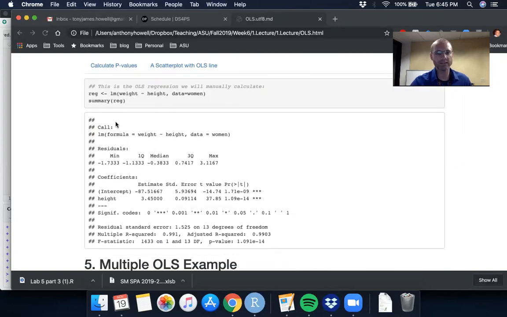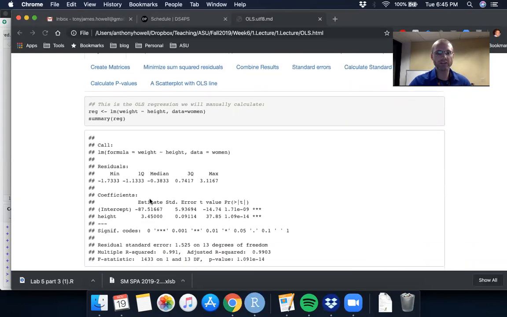And a summary of the regression model will give us this output where we have our estimate, which is our beta parameter, our standard error, which is the amount of uncertainty surrounding our point estimate. We have a t-value and we have a p-value, which basically is telling us how statistically significant from 0 this estimate is.